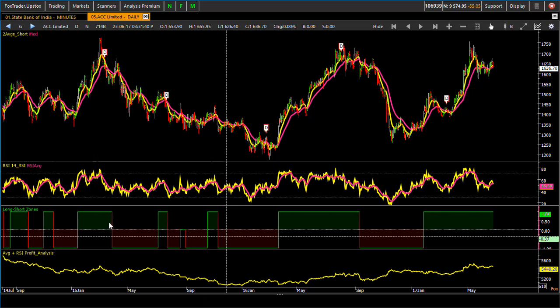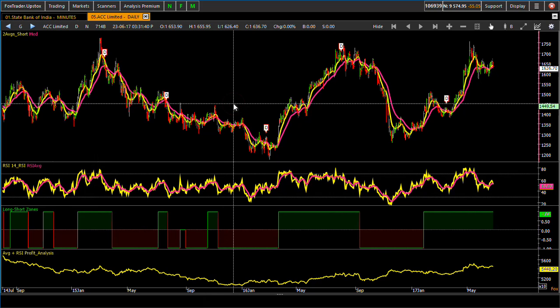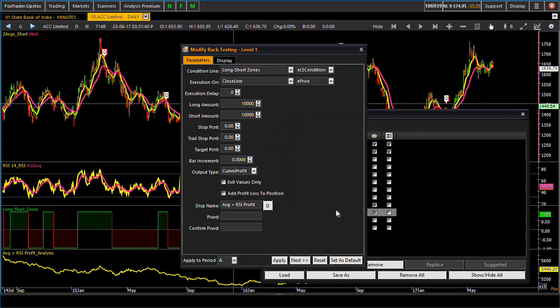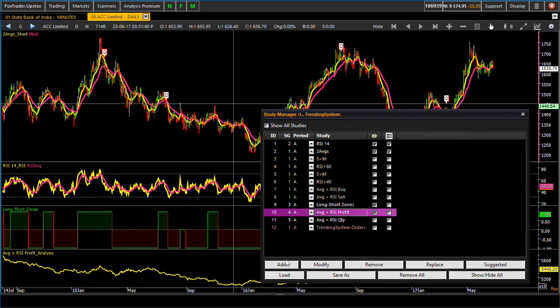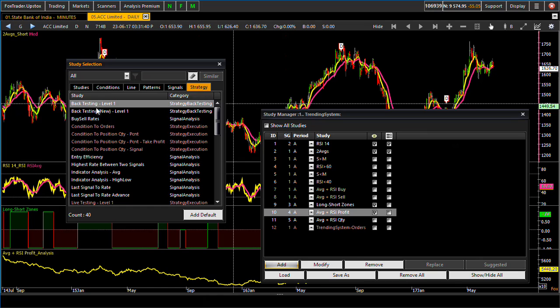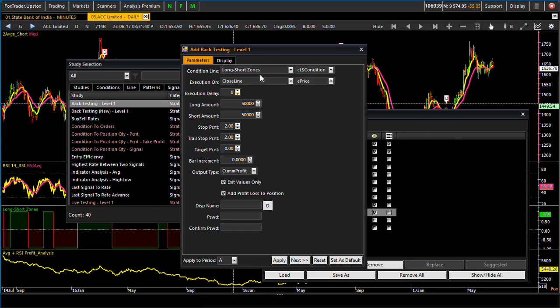So once you have converted your signals into long short zones, then comes a part where you have to backtest it, right? So for that we have an indicator available called backtesting level 1. So I'll show you that indicator. It's in strategy section here. So backtesting level 1, right?